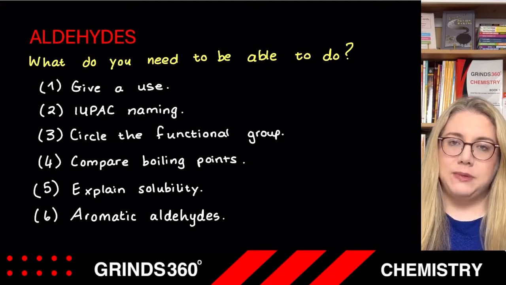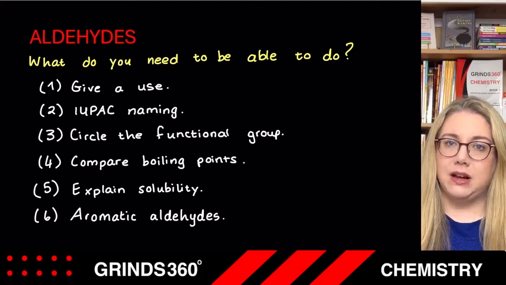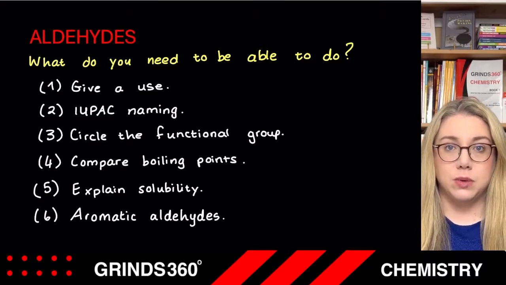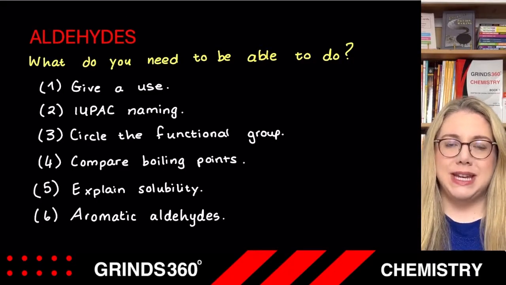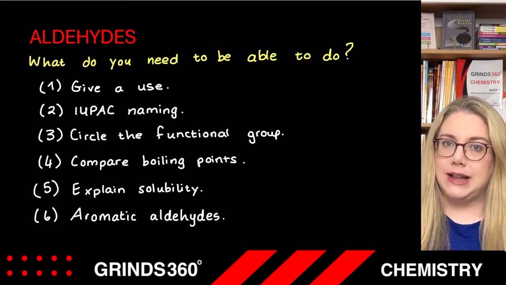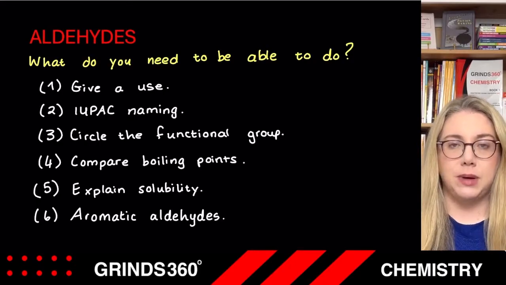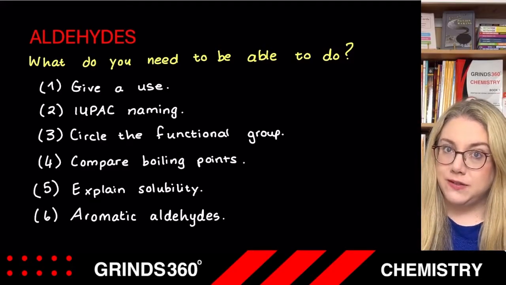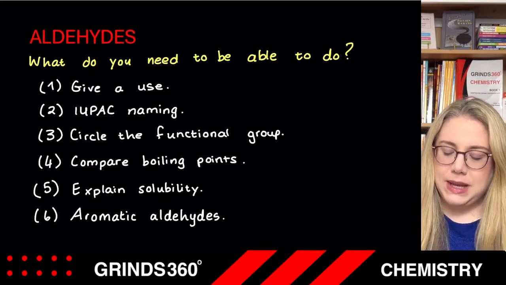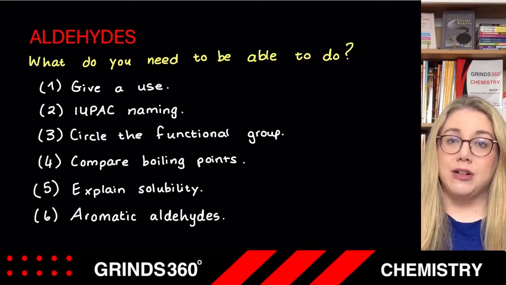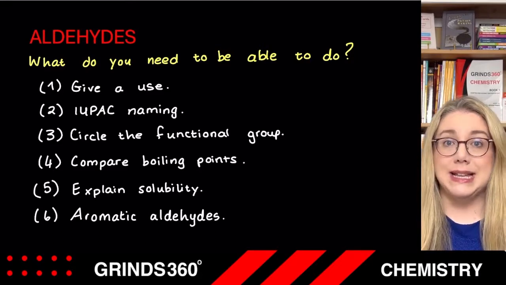Number 5, you have to be able to explain the solubility of aldehydes. Is it polar? Is it non-polar? Can it form hydrogen bonds with water? But then you also have to take into account the chain length. So remember, as the chain length increases, the non-polar section gets bigger, and that's going to counteract the solubility provided by the polar part. So see how the same language can be applied to multiple different families? Number 6, we have to be able to draw and name an aromatic aldehyde. Now, aromaticity or aromatic means it has a benzene ring.